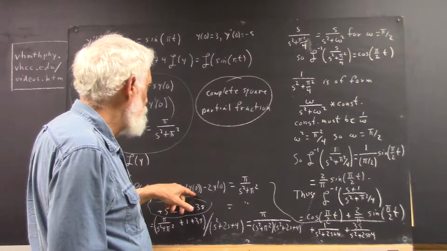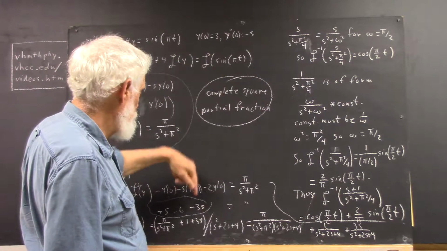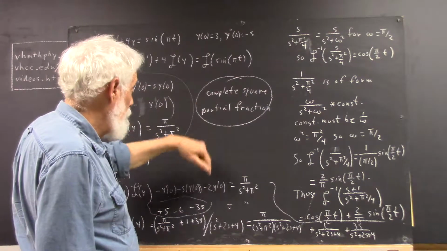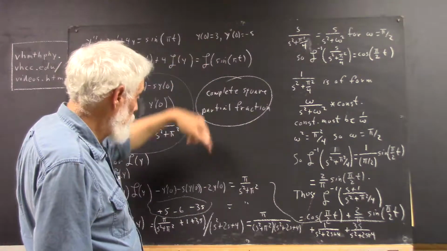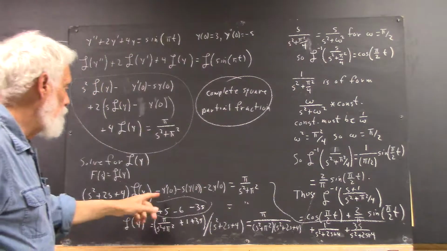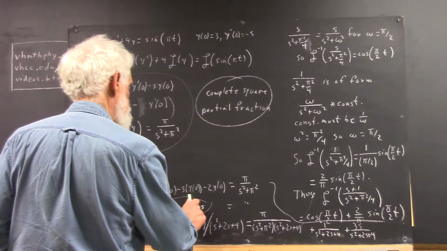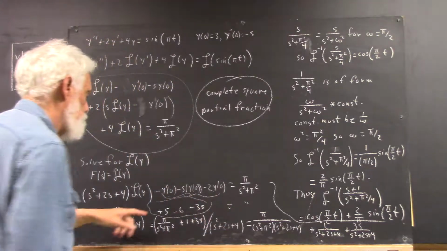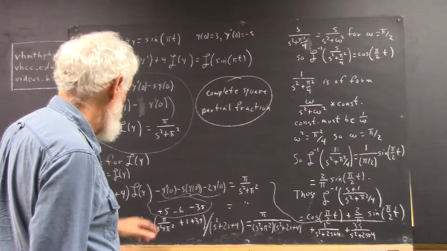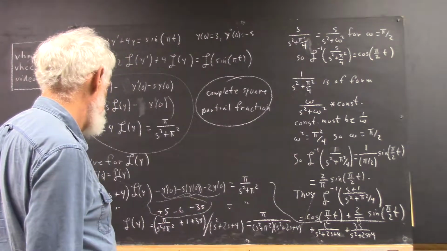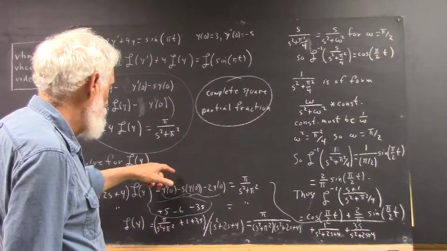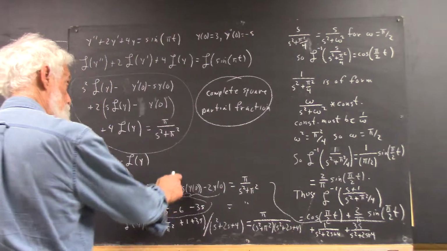And sy of 0, well, that's s times 3, so that's 3s, and it's minus, so you have a negative 3s. And then you've got minus 2y of 0. Well, y of 0 is 3, so 2y of 0 is 6, so negative 2y of 0 is negative 6. So all this stuff here is just negative 5 minus 6 minus 3s, and that's just negative 1 minus 3s.